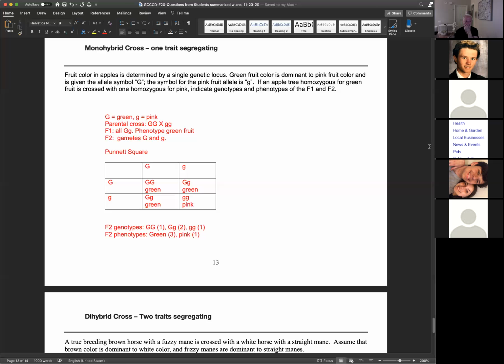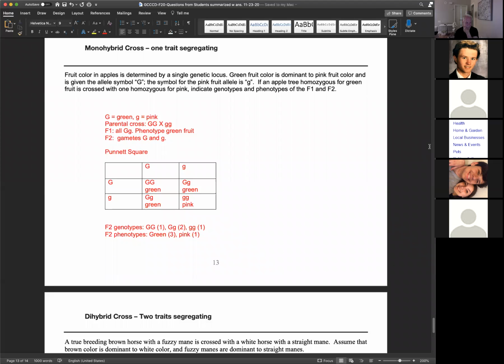So simply, they're asking us what are the allele combinations and what are the descriptive words for the traits of the first generation offspring, and then when we cross two F1s, the second generation offspring. So here's our setup. You can see big G is green, little g is pink. Parental cross, we knew that one parent was big G because it was homozygous green. The other parent is small g because it was homozygous pink.